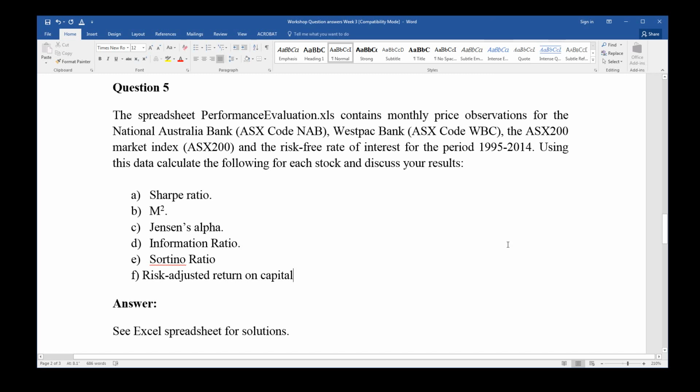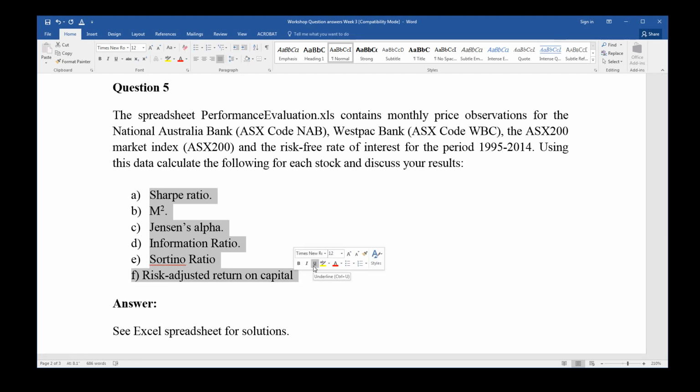Hello everyone. In this video I will show you how we can solve question 5 of tutorial 3 using Excel. So we need to calculate the different portfolio performance evaluation techniques: Sharpe ratio, M-square, Jensen alpha, information ratio, Sortino ratio, and risk adjusted return on capital.